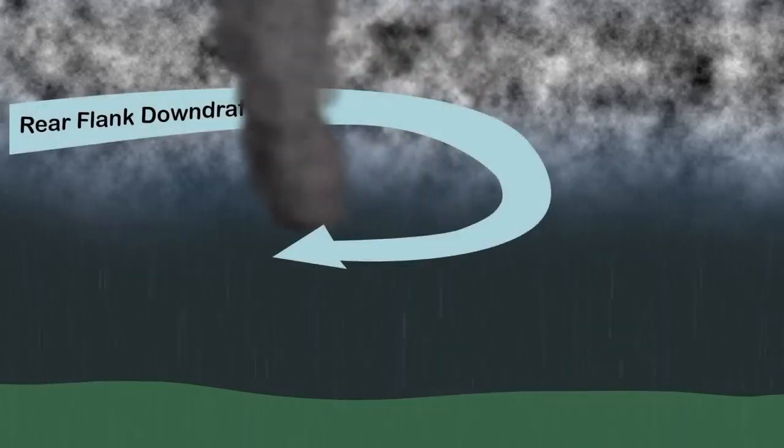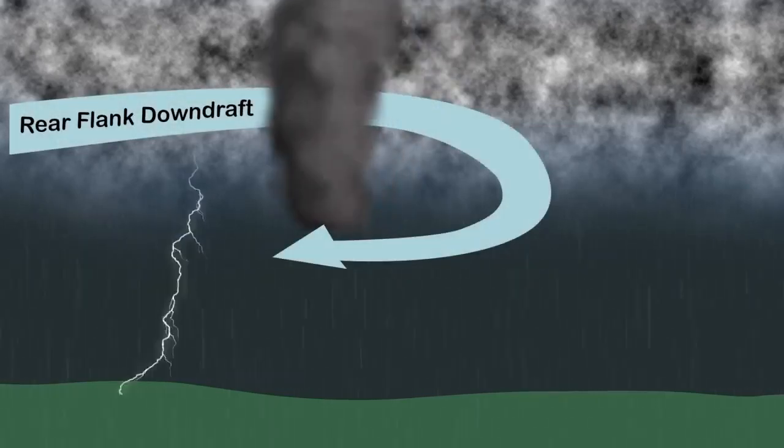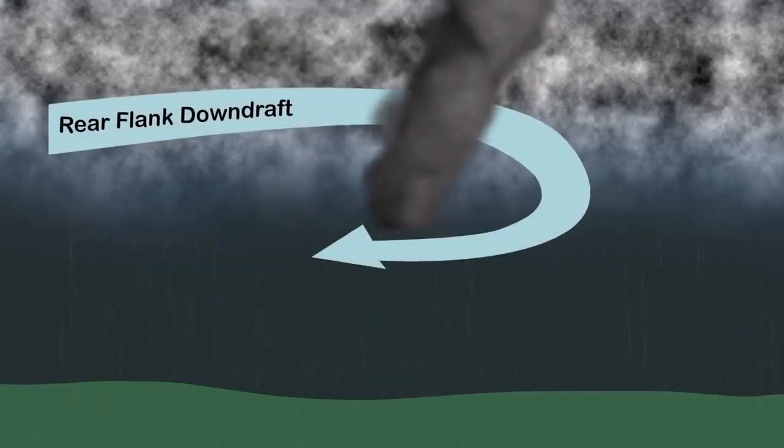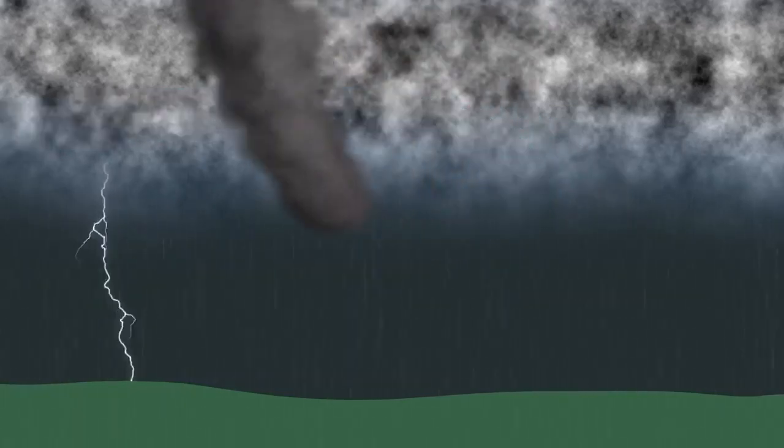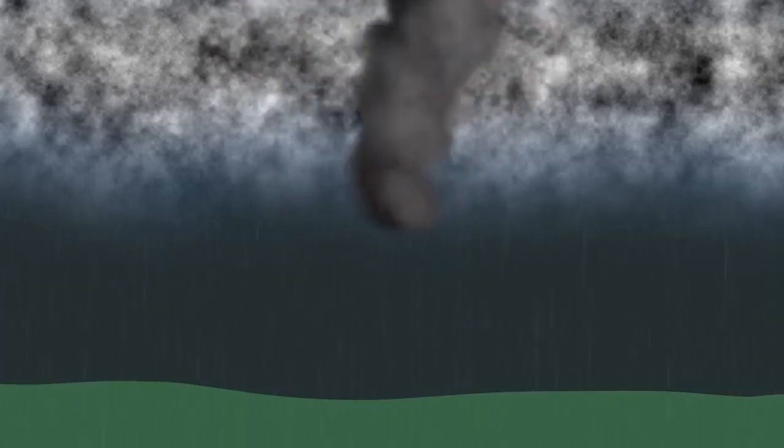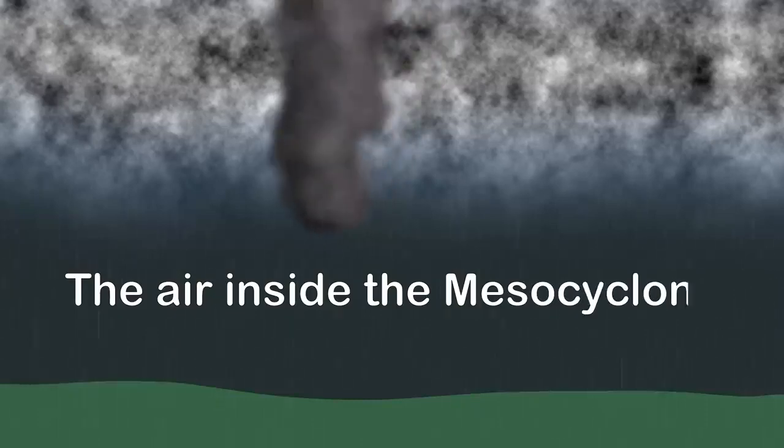Outside, cool, dry, sinking air starts to wrap around the back of this mesocyclone, forming a rear flank downdraft from above. This scenario creates a temperature difference between the air inside the mesocyclone and the air outside, you see. This builds a level of instability that allows tornadoes to thrive.